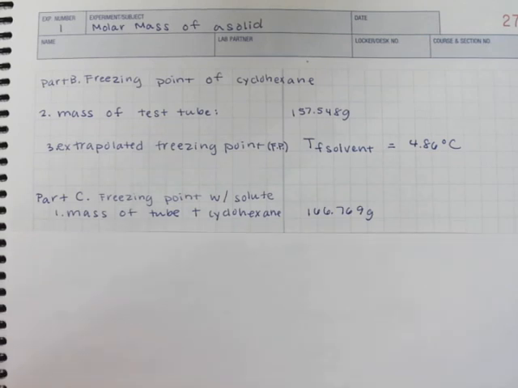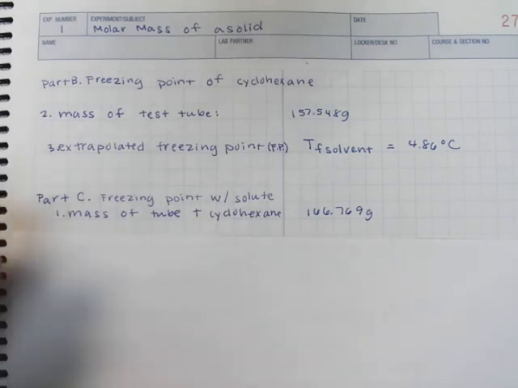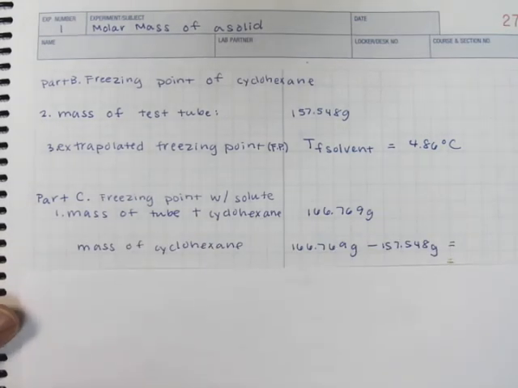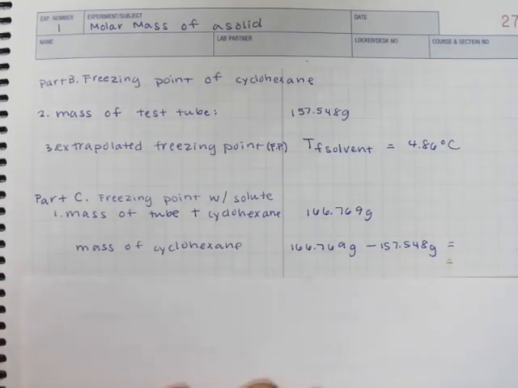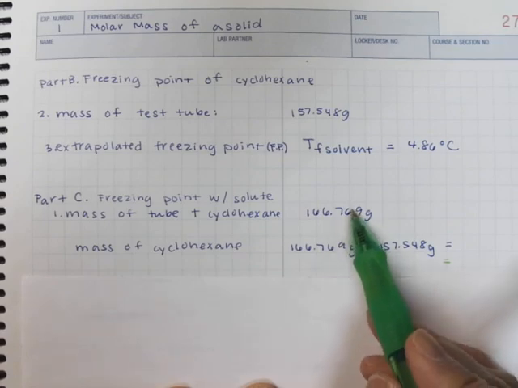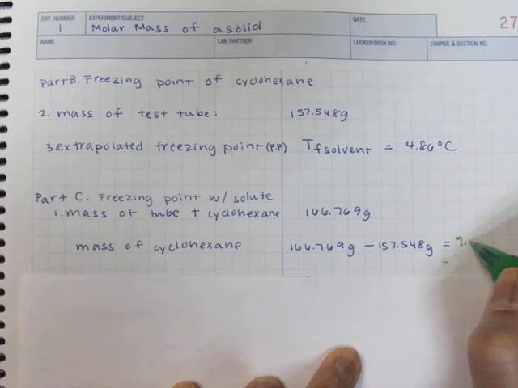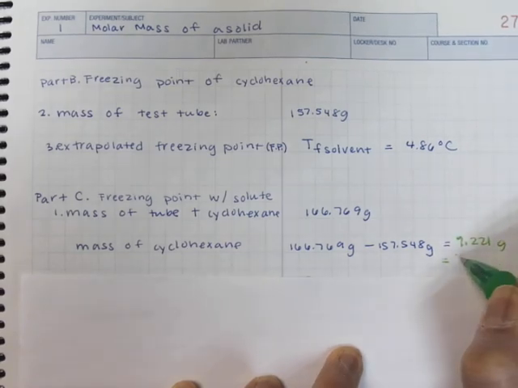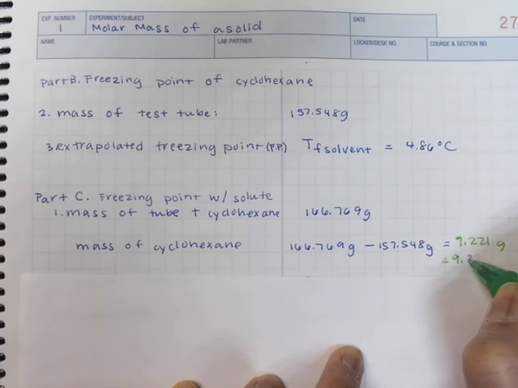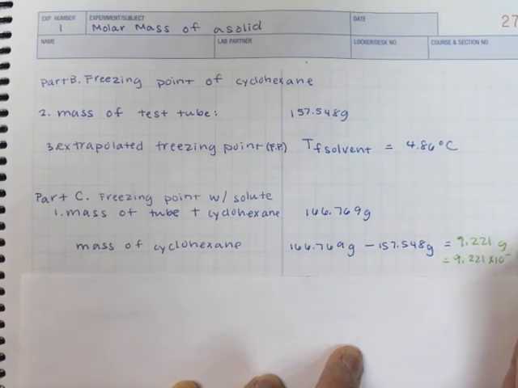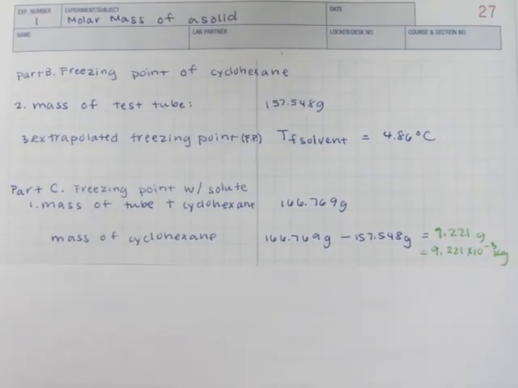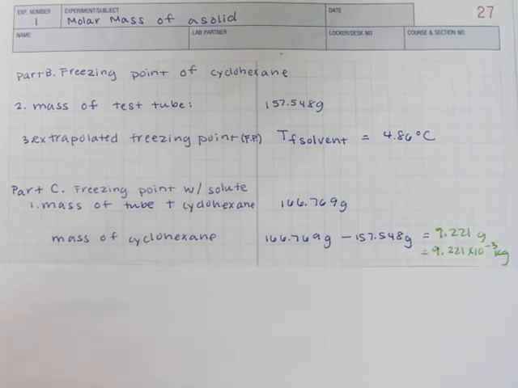Then you would have taken the freezing point with the solute. This is the mass of the test tube plus cyclohexane, and then the mass of cyclohexane is the mass of the combined minus the mass of the tube, so we get 9.221 grams, or that will be 9.221 times 10 to the negative 3 kilograms. I put it in kilograms because in the formula later you'll need that in kilograms.